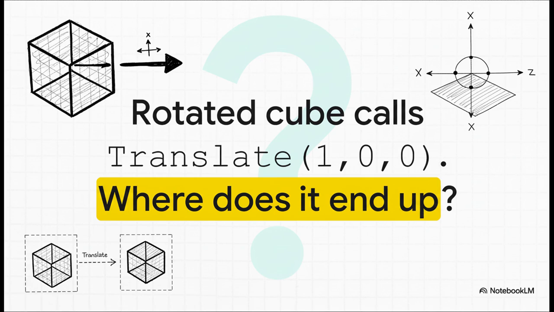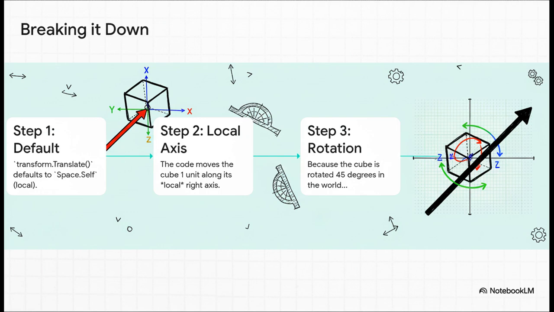Picture this. You've got a cube sitting right at the center of the world, at position 0, 0, 0. We rotate it 45 degrees. Then we call one line of code, transform.translate(1, 0, 0). The question is, where does that cube end up in world space? Think really carefully about those coordinate spaces we talked about. I'll give you a moment. Okay, you got your answer?